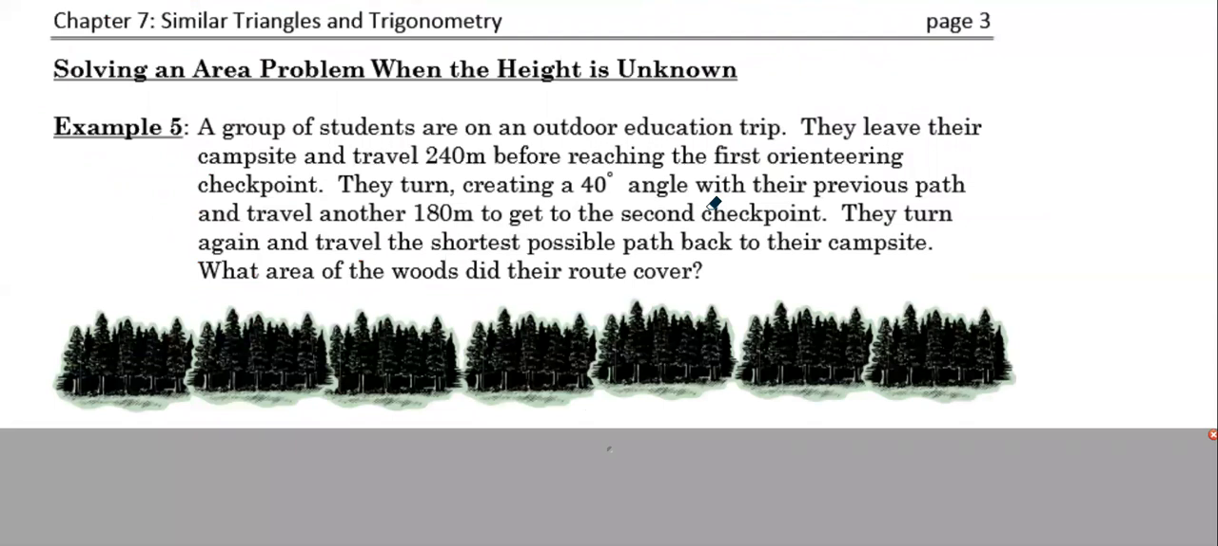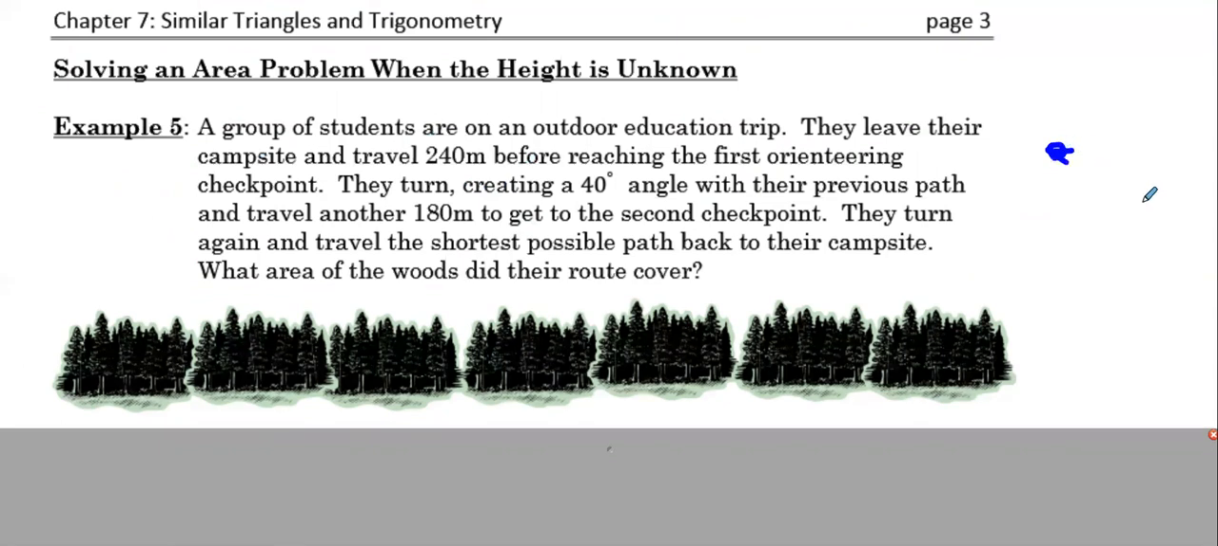Okay, last problem. Now this one is a little weird in terms of the language. So if you have difficulty with these ones, I wouldn't worry about them too much. It is very much a language issue sometimes with many of these questions. So a group of students are on an outdoor education trip. They leave their campsite and travel 240 meters before reaching their first orienteering point.